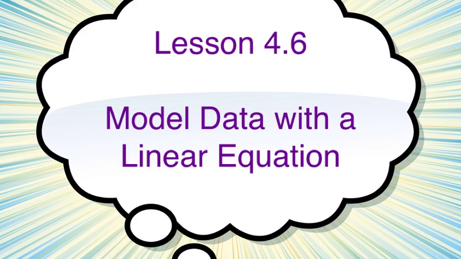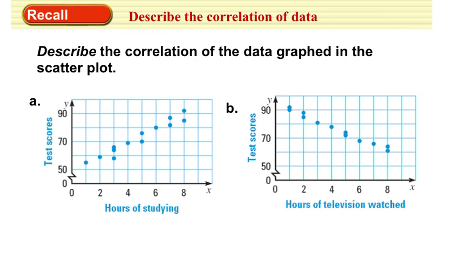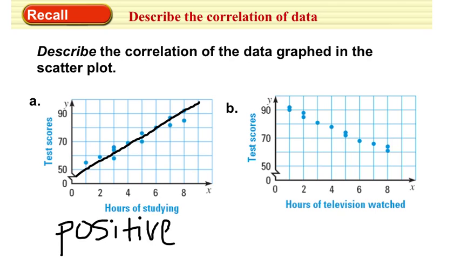Hey everyone, in this lesson you will learn how to fit a line to data and model the data with a linear equation. Before we begin, let's recall how we can describe the correlation of data on a scatter plot. This first example here, if we were to relate these points, has a positive correlation, and this second one, if you recall, since it looks like it has a negative slope, if we were to fit a line there, has a negative correlation.